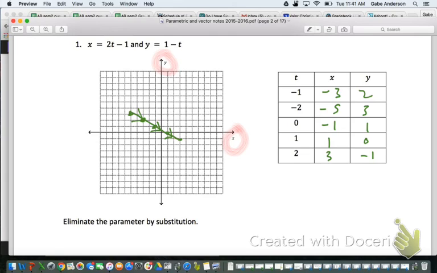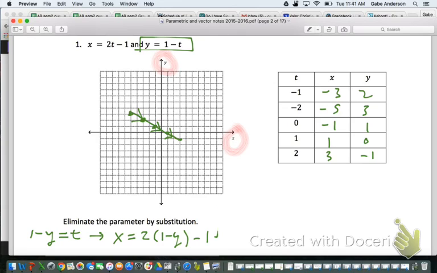So what I think I'll do is take this right here, y equals 1 minus t, and I will solve it for t. So it would be 1 minus y equals t. Okay, so I'll do this down here at the bottom. So it'd be 1 minus y is equal to t. And then I'm going to take that 1 minus y and put it in for the t in the other equation, the x equation. So if I do that, I would end up with x equals 2 times 1 minus y minus 1.